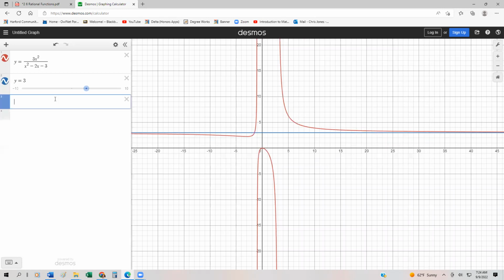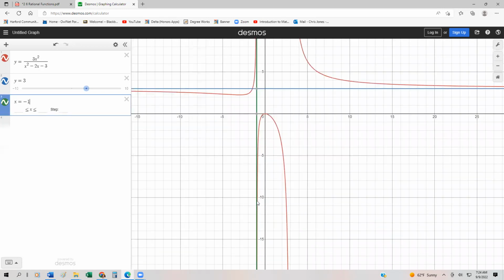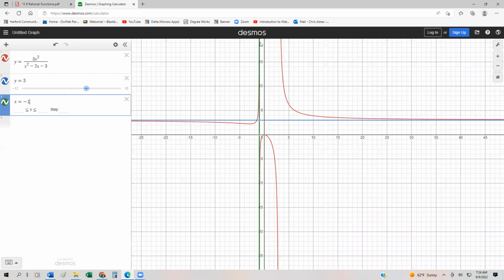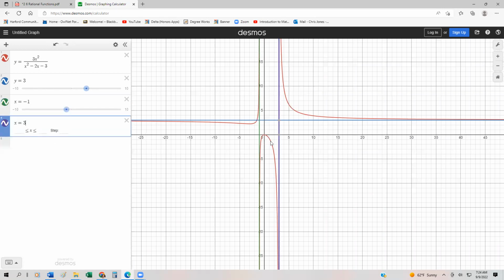Other asymptotes that we had, x equals negative 1. And you guys can see that, again, this function is getting closer and closer to that line as x approaches positive infinity from the left and negative infinity as x approaches negative 1 from the right. And then the last asymptote that we had was x equals 3. All right, so there we go.